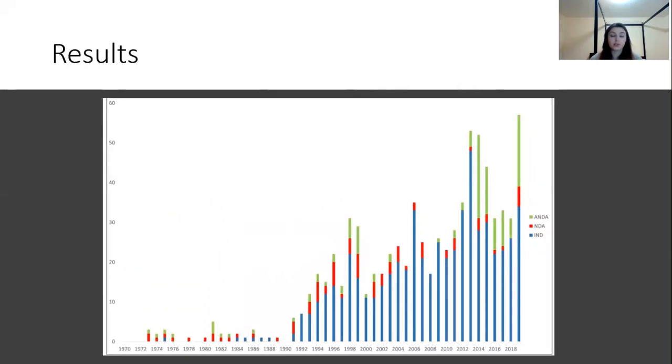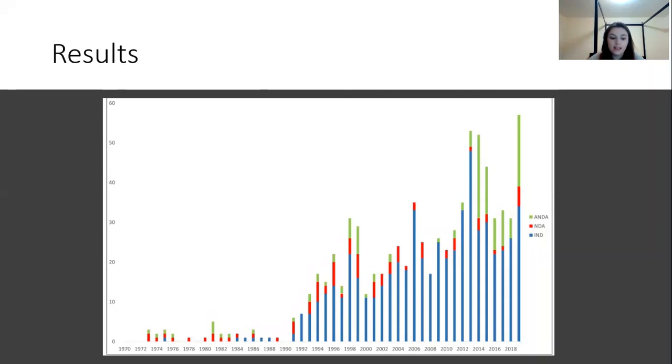So results. This graph is showing the level of nanomedicines introduced to the FDA since the 1970s. As you can see, it's a fairly new field. The blue represents investigational new drugs, so essentially new drugs being used for different things, new nanomedicines.